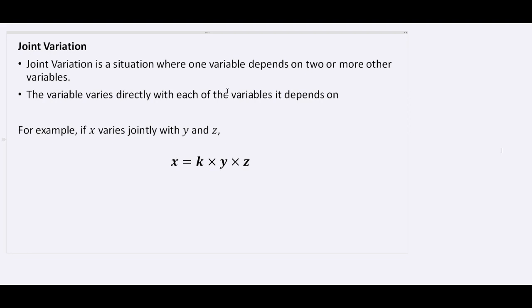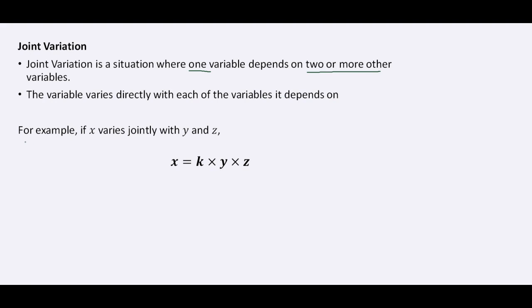So joint variation is a situation where one variable depends on two or more other variables. Take note here, usually the other types of variation we talk about are direct and indirect. It's usually a variable depending on another, but in this case we have one variable depending on two or more other variables, and the variable varies directly with each of the variables that it depends on.